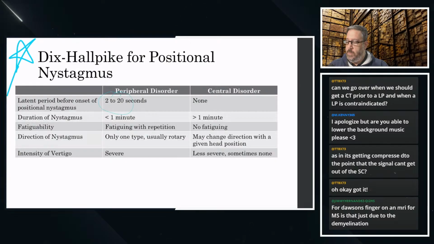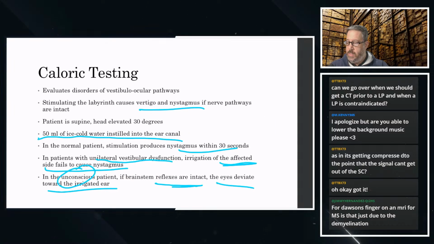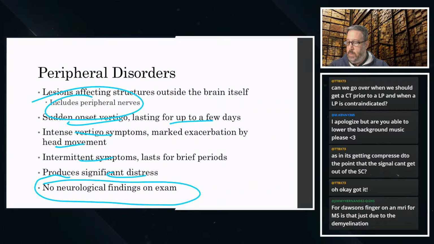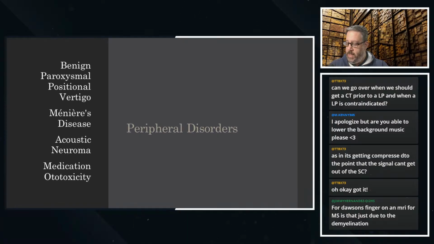Anything else? Mainly, this is a key one. Understand what Dix-Hallpike is. What kind of symptoms do they have? And then the peripheral ones versus central.